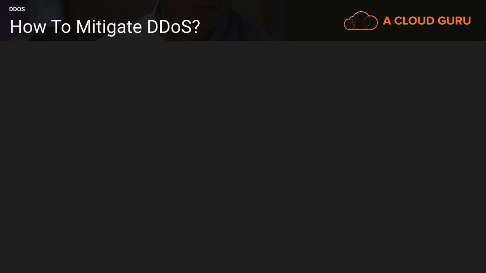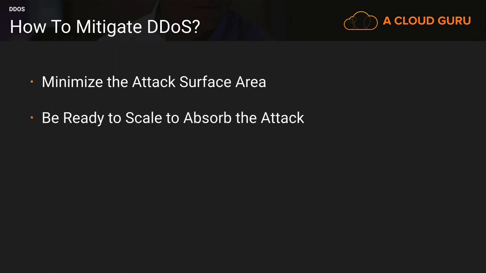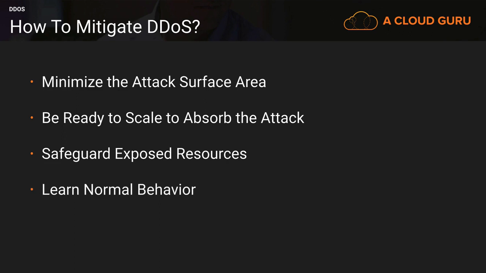So there are many, many different types of DDoS attacks. I'm not going to cover them all in this lecture because you're not going to be tested on them, but what you are expected to know is how to mitigate DDoS attacks. So we're going to go through a whole bunch of different points, but we'll start with minimizing the attack surface area. You should be ready to scale to absorb the attack. You should safeguard your exposed resources. You should learn what normal behavior looks like, and then you should create a plan for attacks.